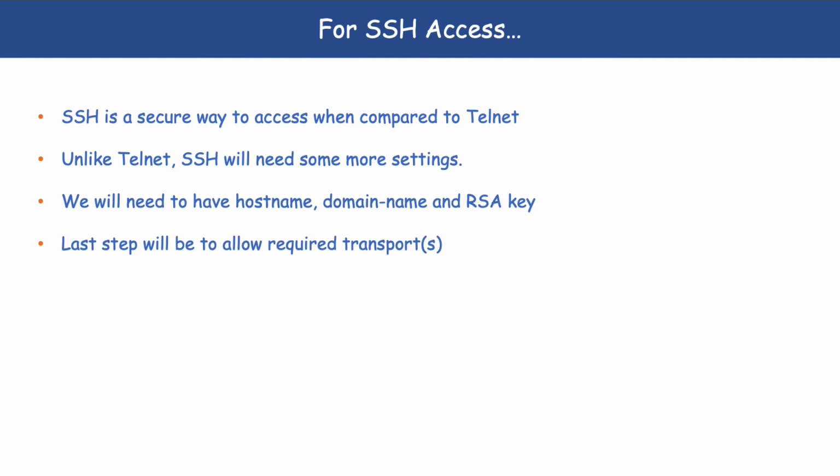But for accessing through SSH, we will need to do some more settings in our device. Namely, we have to set up a host name and a domain name for our device, and this information is used to generate the RSA key. The rest, like login local, remains the same, and we need to define the transport also like we did for telnet. So let's see how we can configure SSH in a device now. Let's switch to our packet tracer.